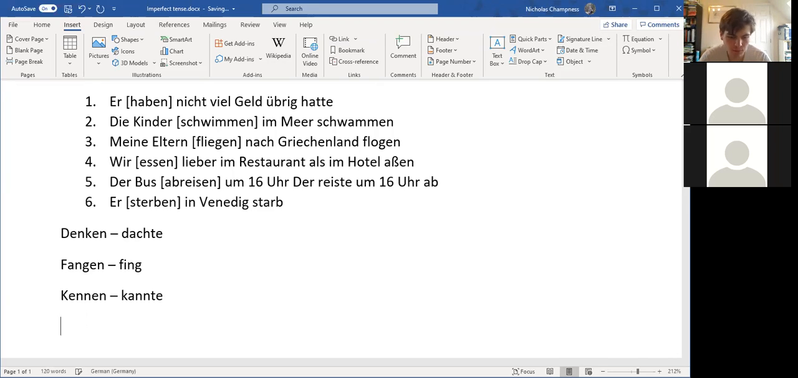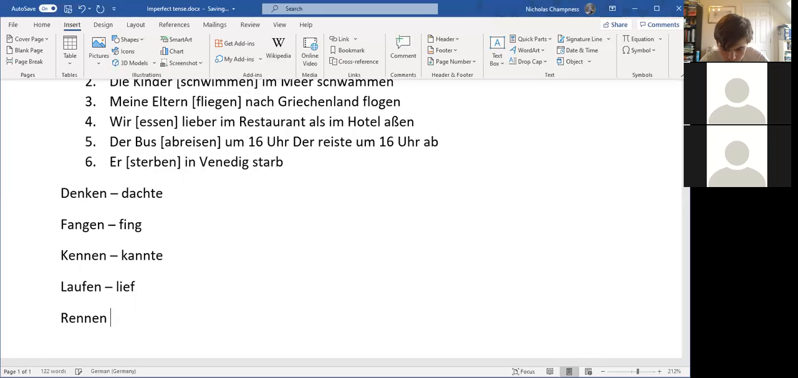Oh, here's a nice one. Laufen. I'm just gonna guess it's similar to denken. Is it like laughter? No. Okay, it's closer to fangen. Shall I tell you? Yeah. Lief. Ich lief. And on a similar one, rennen. Ringt? Don't know. No. Ich rannte.